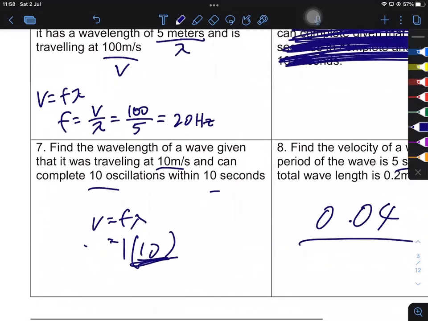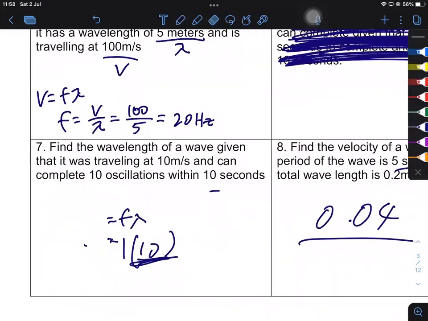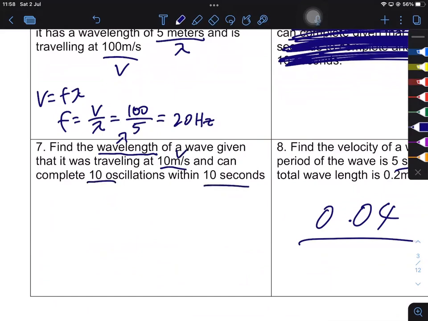Okay, let's look at the parameters one by one first, guys. If you look at the parameters here, first and foremost, they ask you to find the wavelength, right? So this is the first thing I know I'm looking for. They told you that the velocity is this, and it can complete 10 oscillations in 10 seconds. This is the number of oscillations, and this is the total time taken. So if I look at number of oscillations and total time taken, first thing first is I'm going to find the period, right? Which is essentially time taken over the number of oscillations, which in this case here will be 10 divided by 10, which is going to be 1 second.